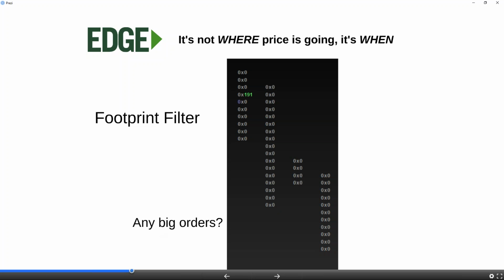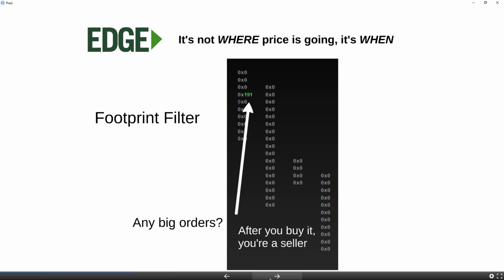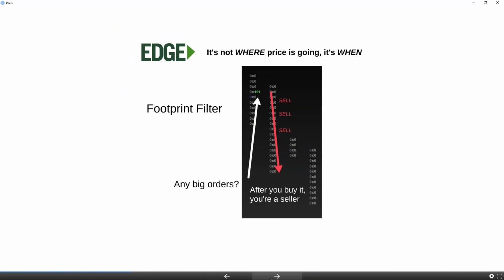So I didn't add any big orders here, but that's the question you've got to ask. Not just where are the big orders that are coming in, but how is the market reacting? Again, after you buy it, you're a seller. So is everybody else. There's the selling as the market goes down.